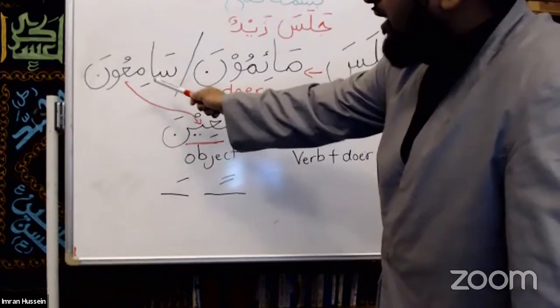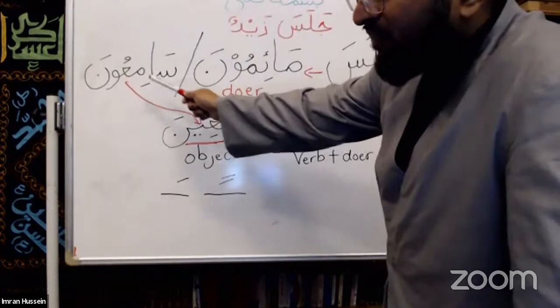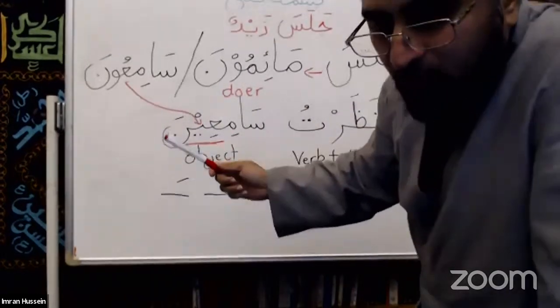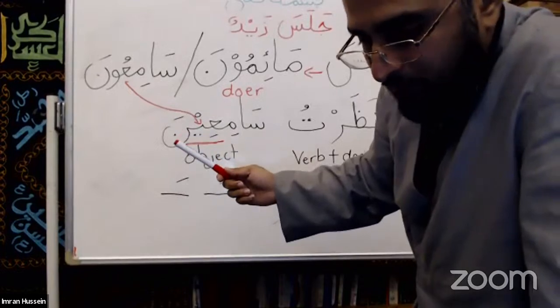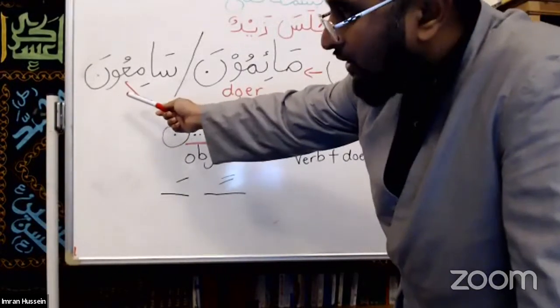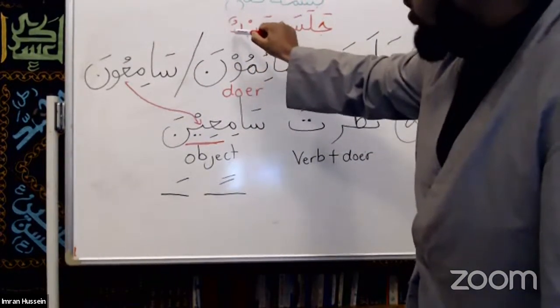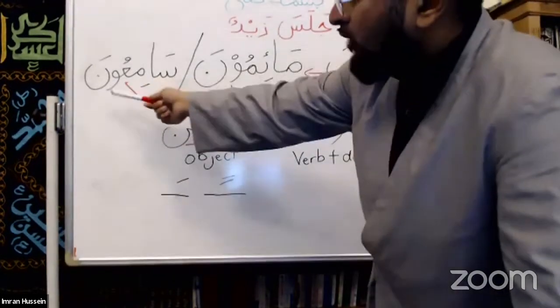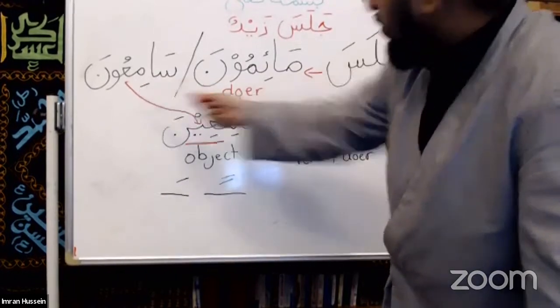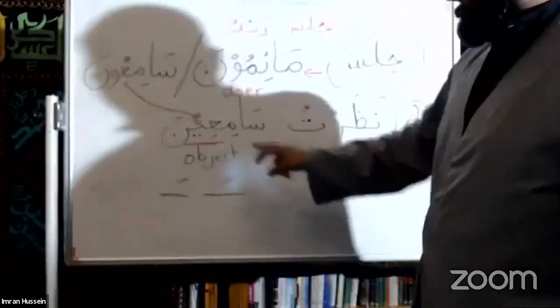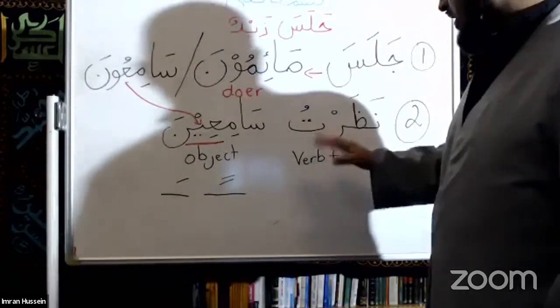Now here, in the word sami'una, when this comes as a doer of a verb, like jalasa, what will represent the dhamma tanween? Do you understand? The waw and noon. The waw and noon represent the dhamma tanween, which normally is visible on zaydun. But in this one here, the waw and noon is indicating that this is the doer of the verb jalasa. Okay? But they are plural, yes. Then we have the next thing.